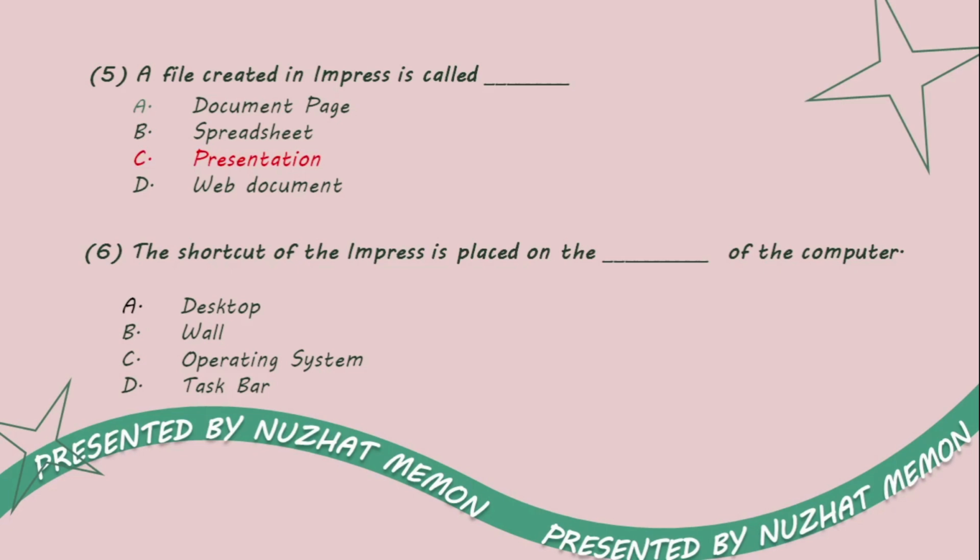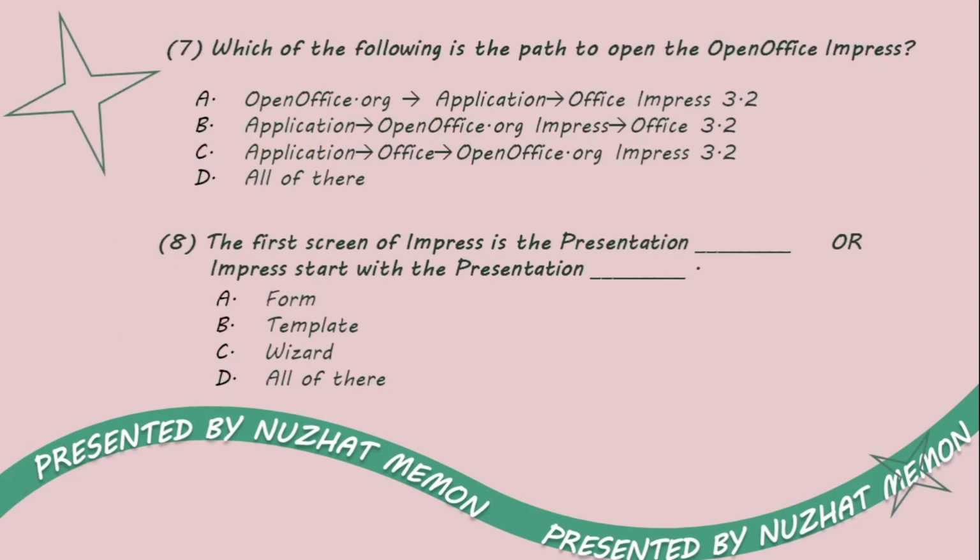You have to remember this, that if we are creating a file in Impress, it is called presentation. But previously, as we were creating a file in Writer, it was known as document. So you have to clearly remember this. Next, sixth, the shortcut of the Impress is placed on the dash of the computer. So it is placed on the desktop. Next, which of the following is the path to open the OpenOffice Impress? So the correct path is applications, then office, then OpenOffice.org Impress 3.2.